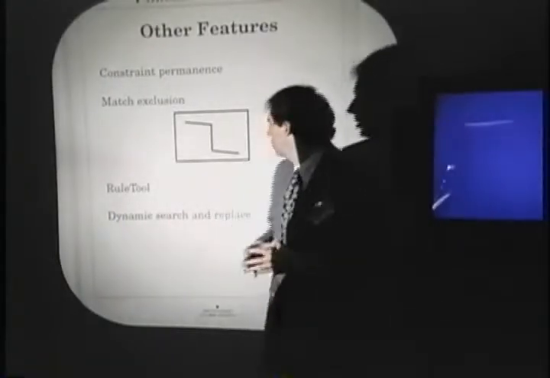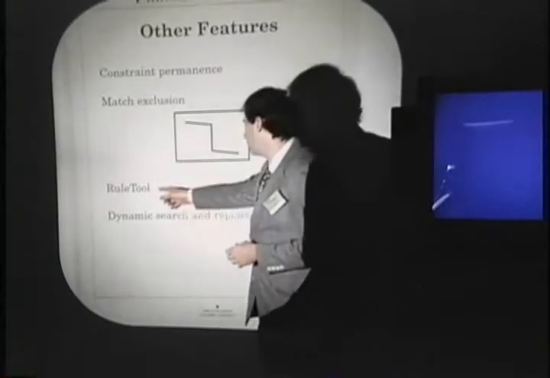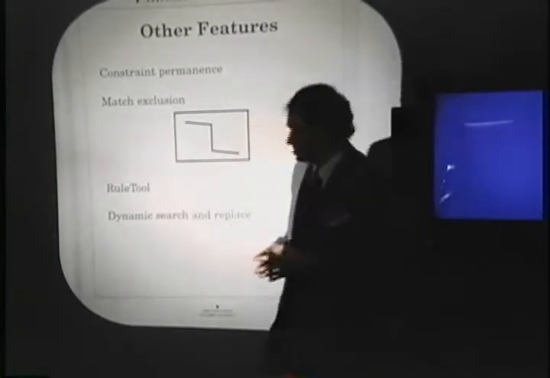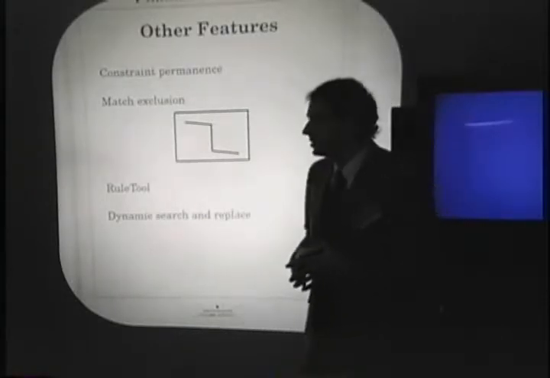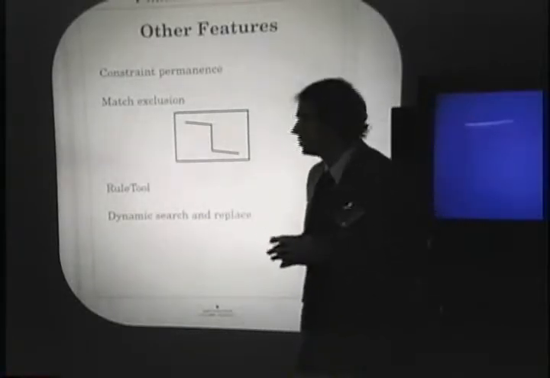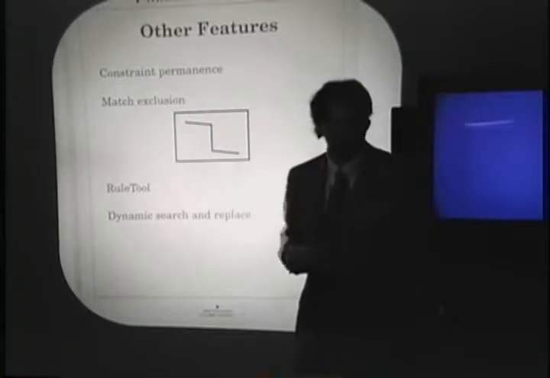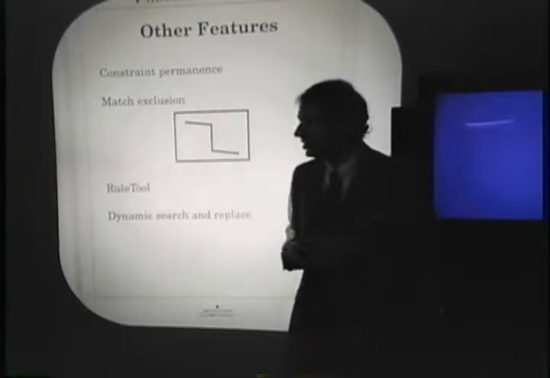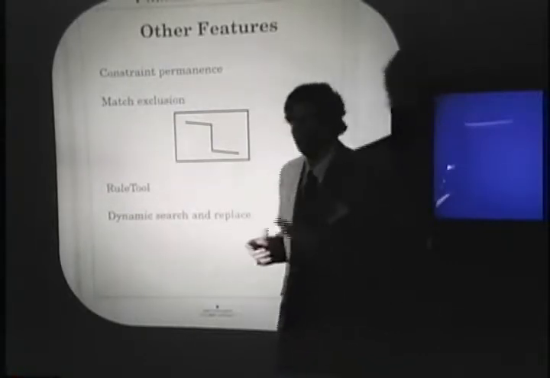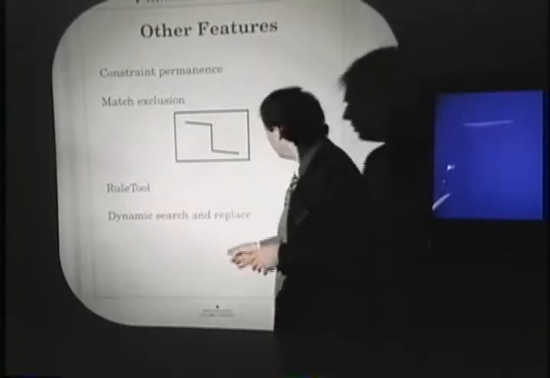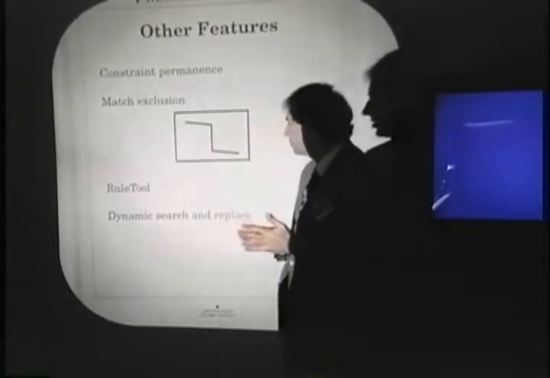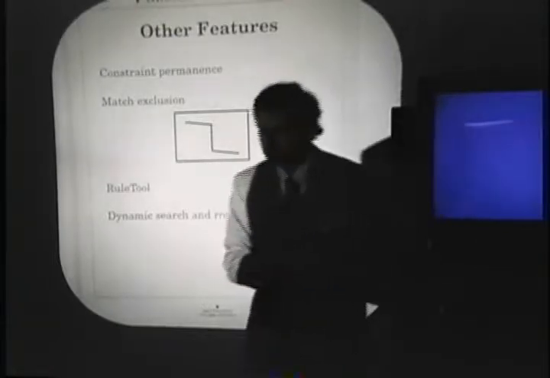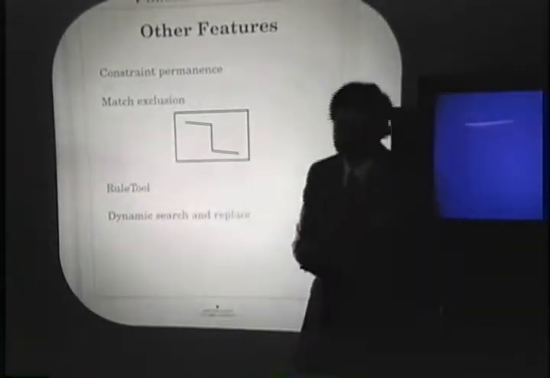We've developed the rule tool, which is essentially a constraint-based search and replace archiving facility. We can save rule sets in the rule tool. We can also select rules within the rule tool and apply these to the scene as though they were a single rule. We've also built a dynamic search and replace facility. This allows us to apply activated rules in the rule tool to the scene whenever the scene is edited.